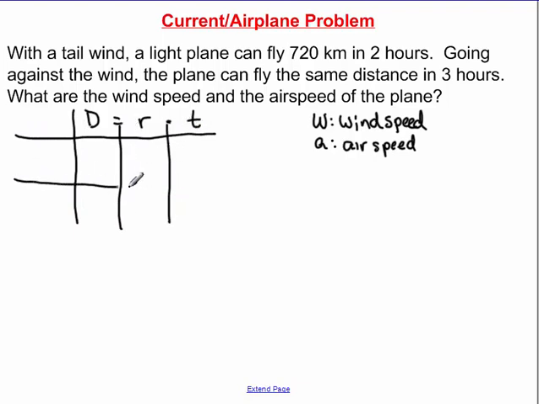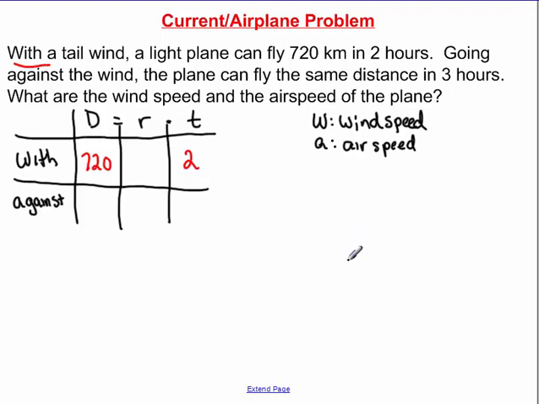And we have two possibilities. We have with the wind, and we have against the wind. So let's look at this first piece. With a tailwind, the plane can fly 720 kilometers. That's our distance in 2 hours.